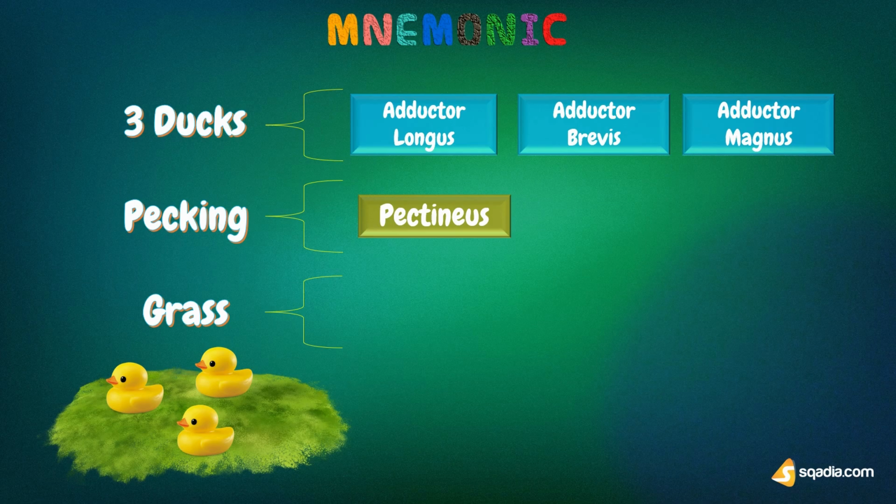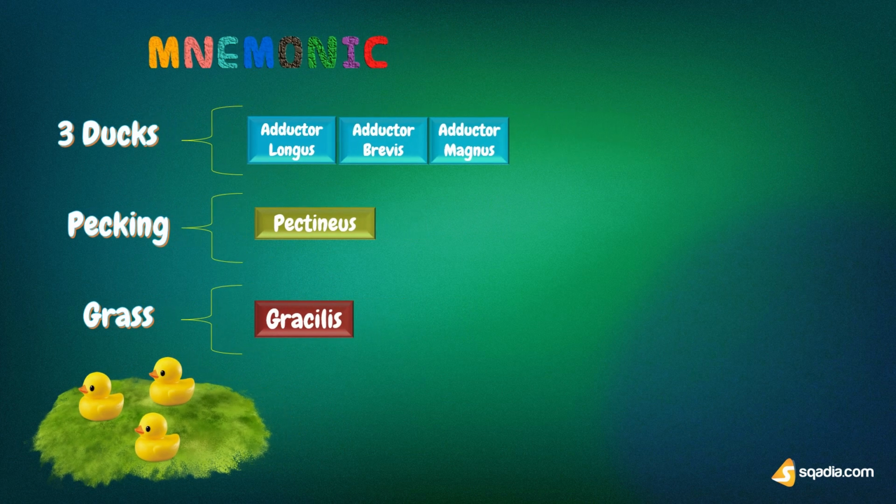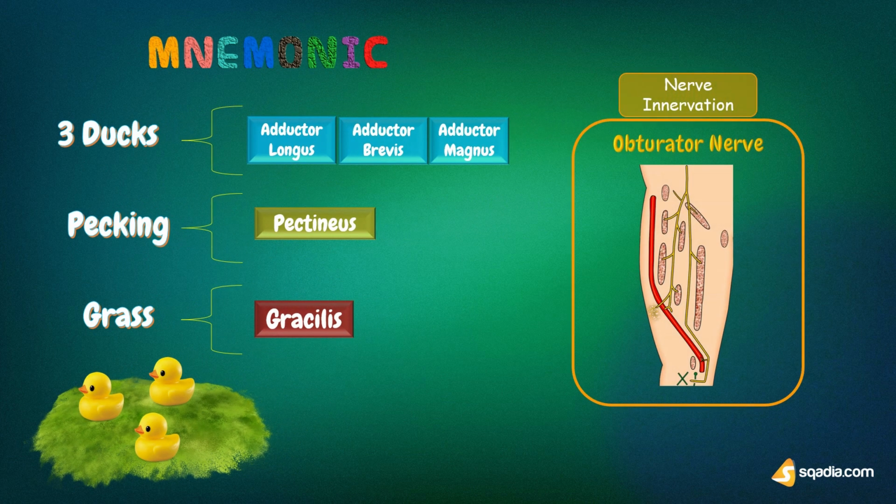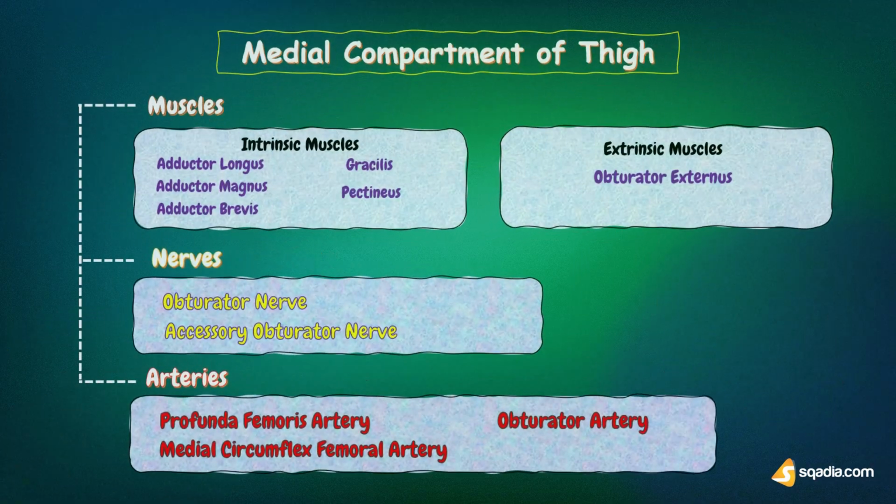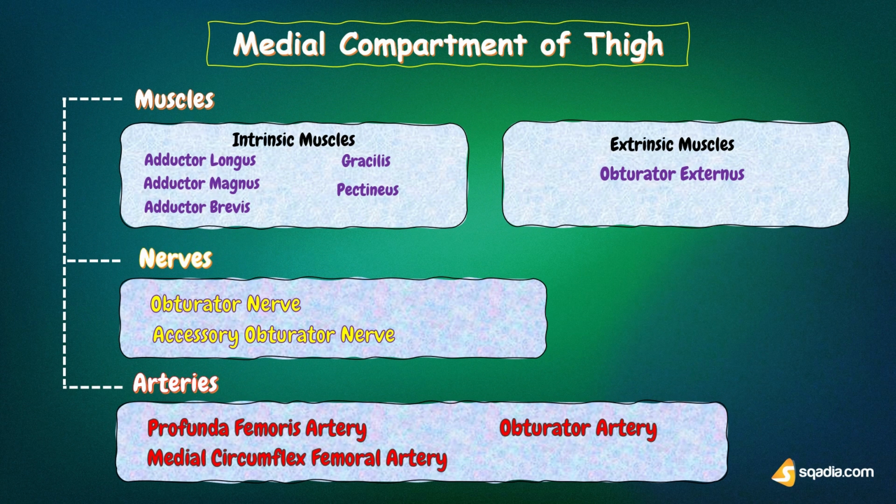These 5 muscles are innervated by the obturator nerve. The adductor magnus and pectineus are composite muscles and get innervation from the sciatic and femoral nerve respectively. In the coming section, we will talk about the neurovascular supply of the medial compartment of the thigh.